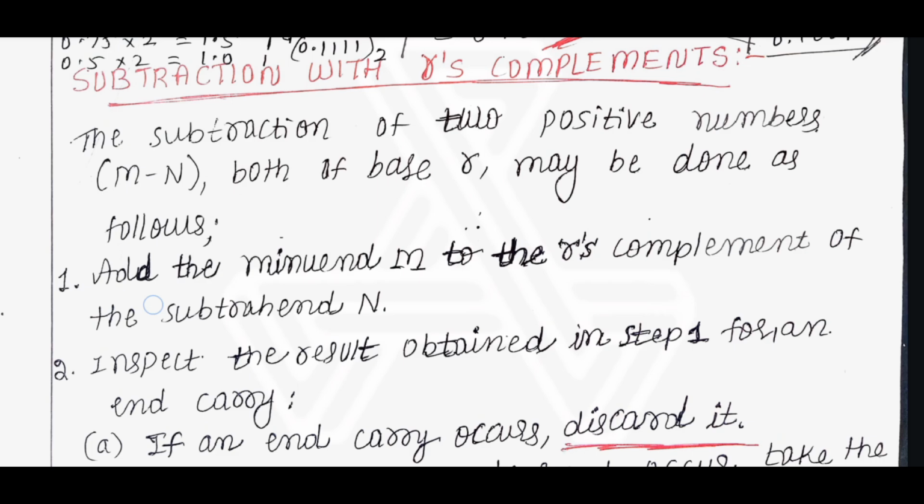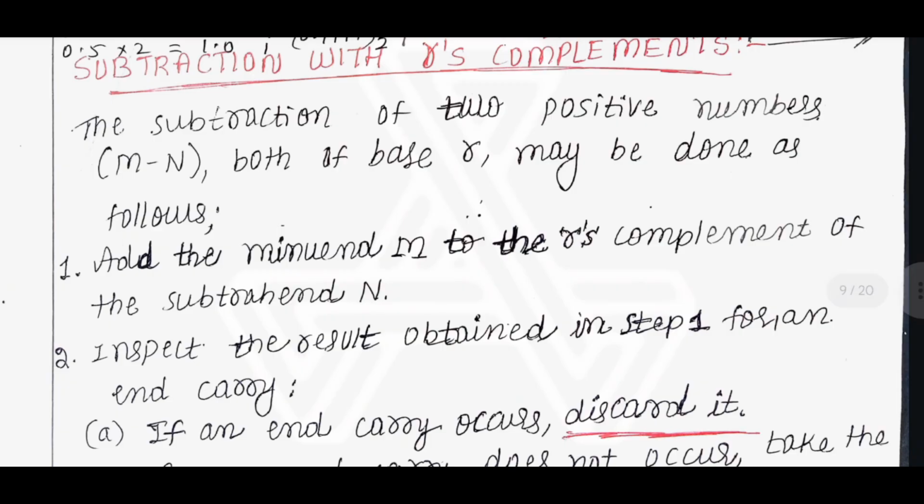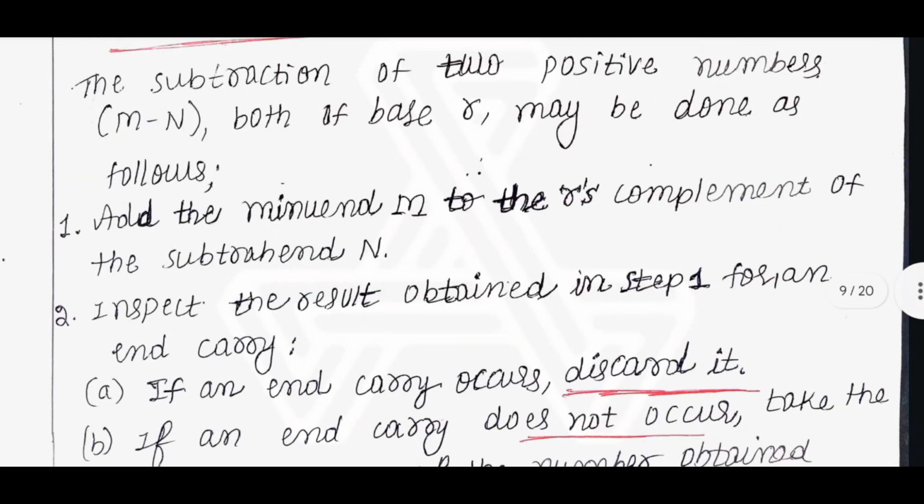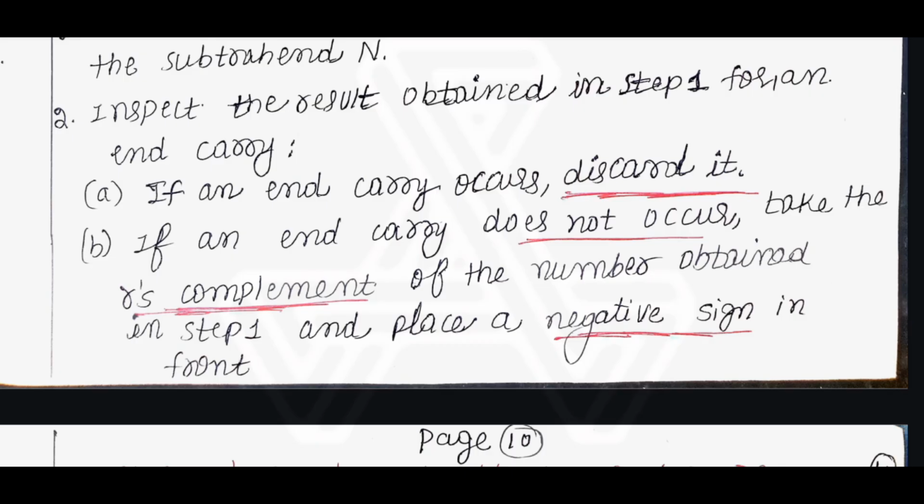Subtraction with r's complements. The subtraction of two positive numbers m and n, both of base r, may be done as follows. Add the minuend to the r's complement of the subtrahend n. Inspect the result obtained in step 1 for an end carry. If an end carry occurs, discard it. If an end carry does not occur, take the r's complement of the number obtained in step 1 and place a negative sign in front.